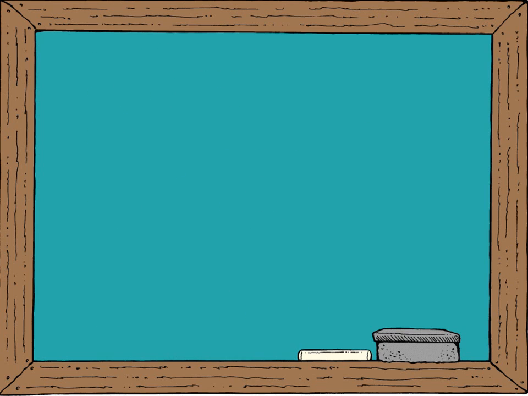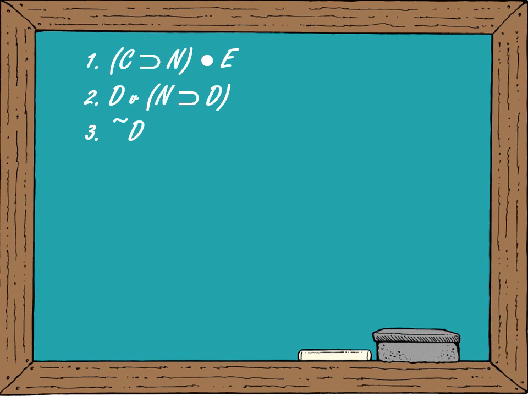Let's try another argument. How about C implies N and E, D wedge N implies D, ~D, therefore try to reach ~C wedge P. Now before you start, I can see where we can get a ~C out of this argument at some point. C is hiding up there in the first premise for us to get it out. But I don't see a P in this argument.